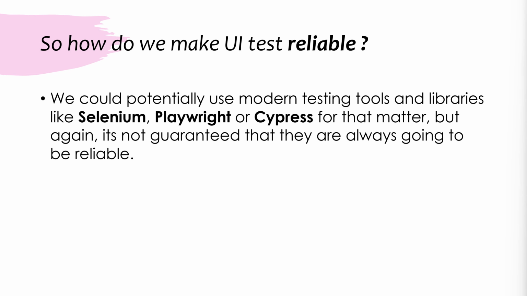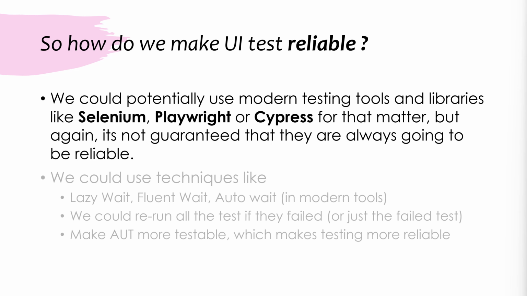So how do we actually make these UI tests more reliable? This is what this course is all about, right? So how are we really going to do that? Well, we could potentially use modern testing tools and libraries like Selenium, Playwright, or Cypress for that matter. But again, it is not guaranteed that they are always going to be reliable. This is the most important thing we need to understand, because at the end of the day, even though these tools help us automate the UI, it is a UI and it is fragile. That is the most important thing we need to remember.